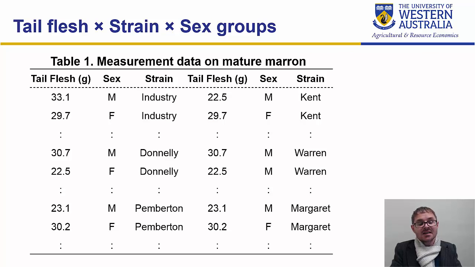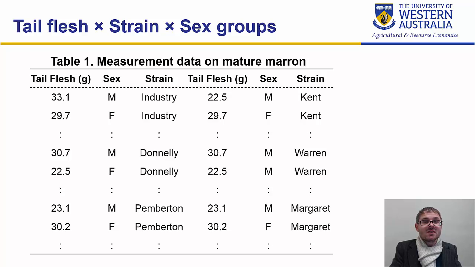So we have a data set where we have different measurements. You can see I've got 6 different strains of marine. I've got male and female marine, and I've got measurements on the tail flesh. In this context, the tail flesh is what we're going to sell, so that's something we're interested in. So we would have these groupings: tail flesh by strain, by the sex groups.